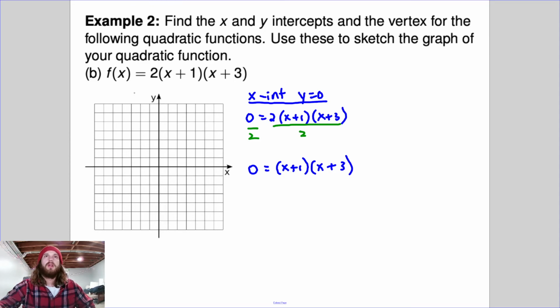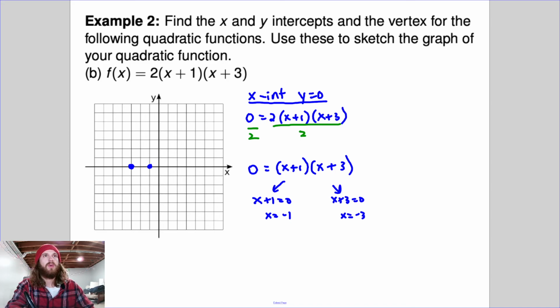All right, here we go. 2 solutions. The 2 values that make this equation true. The only way it's true is when this goes to 0 and when this goes to 0. So set this equal to 0 and solve. So x equals -1 is one of them. And x plus 3 equals 0. X equals -3.